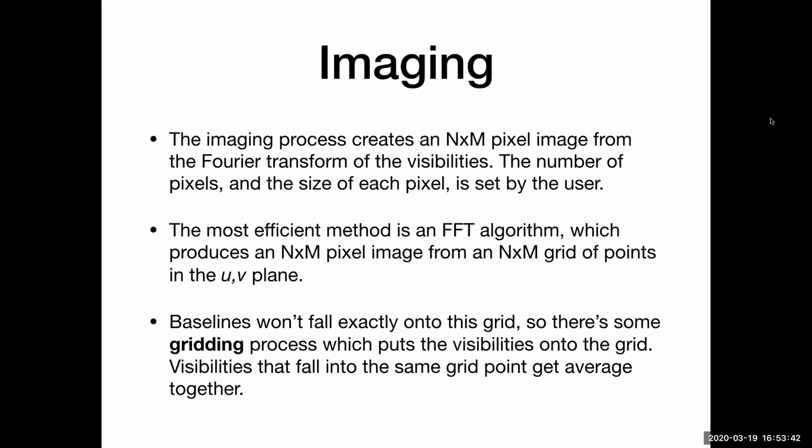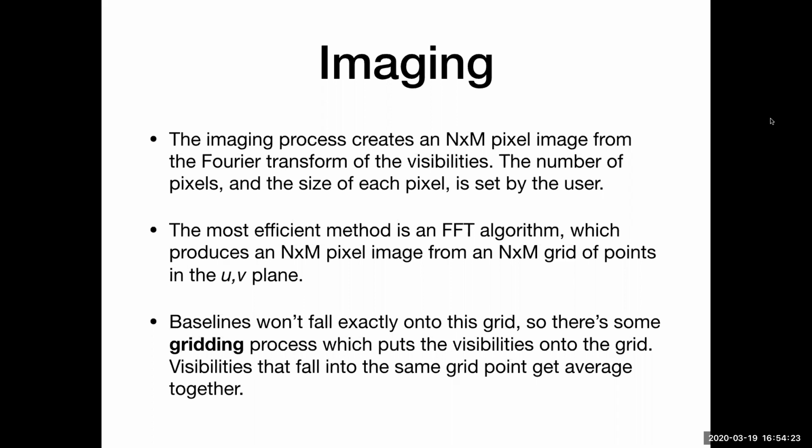And because we are measuring on a grid, the fast Fourier transform, the FFT, is the most efficient way of doing this. The FFT transforms or creates an n by m grid of pixels of outputs from an n by m grid of inputs. And so all we need then is to take our visibilities and stick them onto this kind of a grid. Baselines aren't going to fall onto this grid naturally because the baseline lengths are continuous quantities. The baseline is wherever it is in physical space.